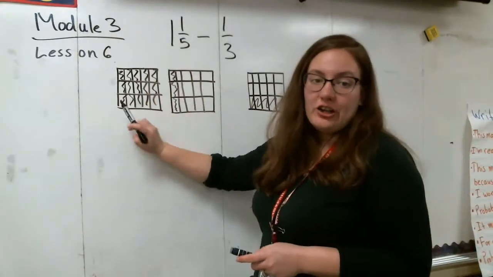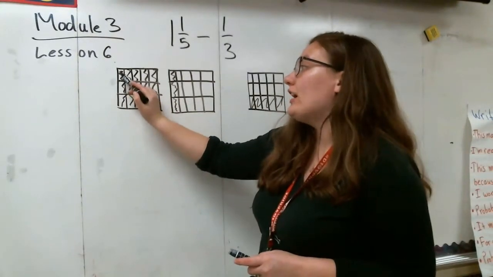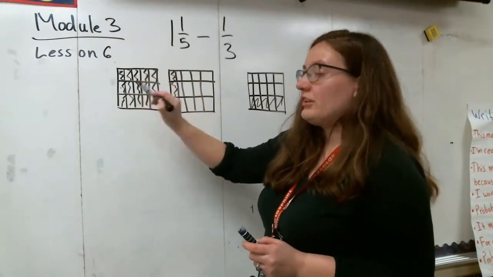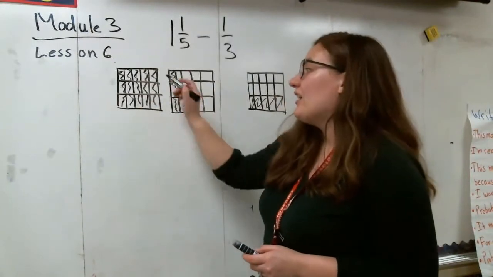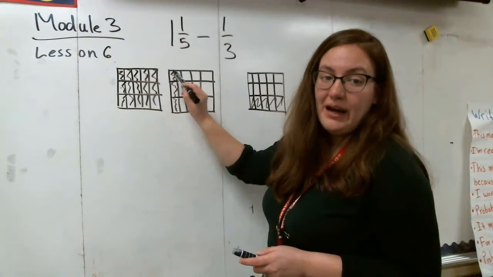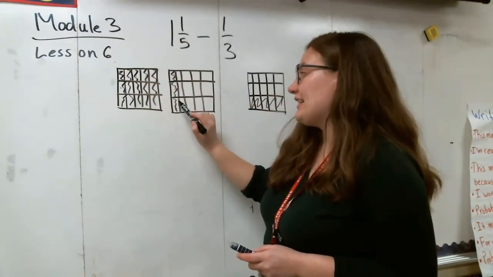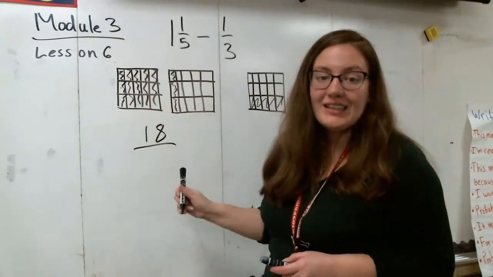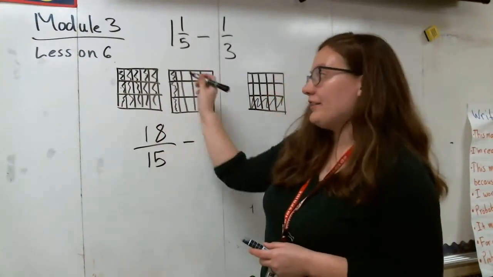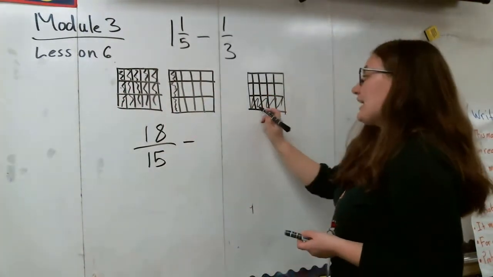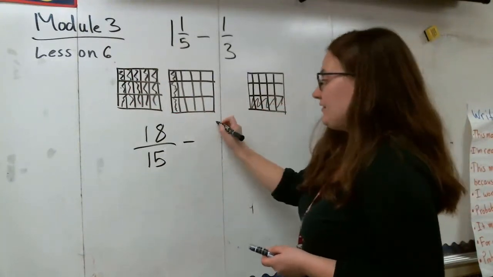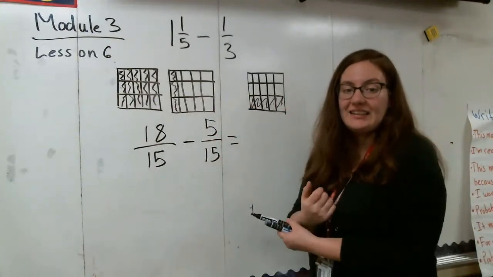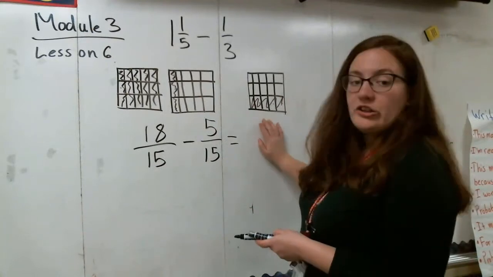So I'm going to do my quick trick to count all these boxes over here. So I'm going to go across 1, 2, 3, 4, 5, and then go down 1, 2, 3. 5 times 3 is 15, and then I still need to add these shaded boxes. So I have 15, 16, 17, 18. And I know that the total amount of boxes in this model is 15. So I have 18 15ths shown right here, and I am subtracting 1, 2, 3, 4, 5 15ths.